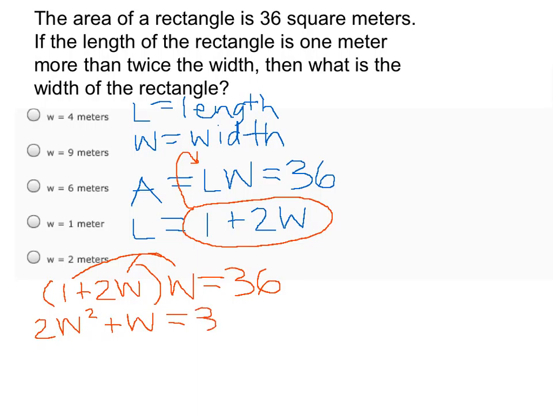equals 36. Now in order to solve for w, we need to set the equation equal to 0. So we would do that by subtracting 36 from each side, and we're left with 2w squared plus w minus 36 equals 0.